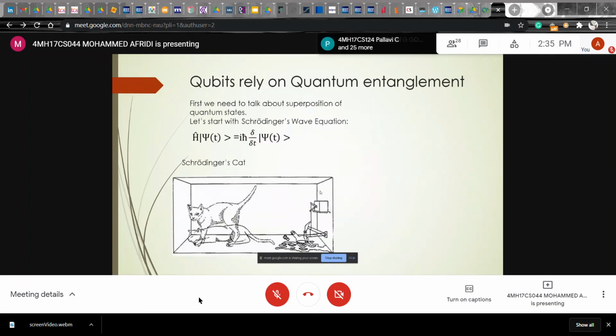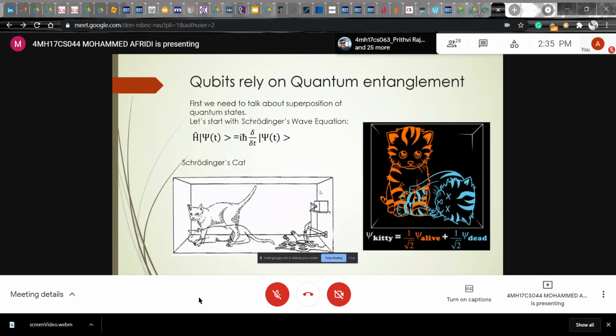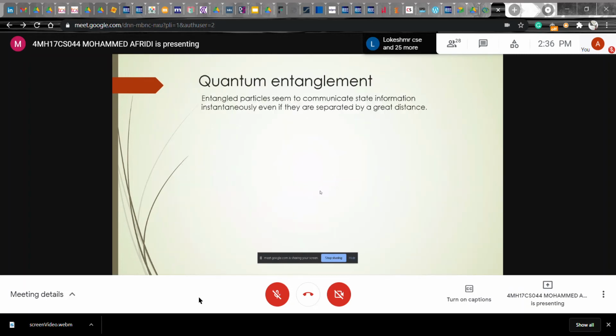For example, if you share an image of a cat through a classical network, the classical internet present now, the communication allows you to send only two states, that is dead or alive. If you share it through a quantum network, the image can be dead, alive, or both at the same time, which is called Schrodinger's cat.